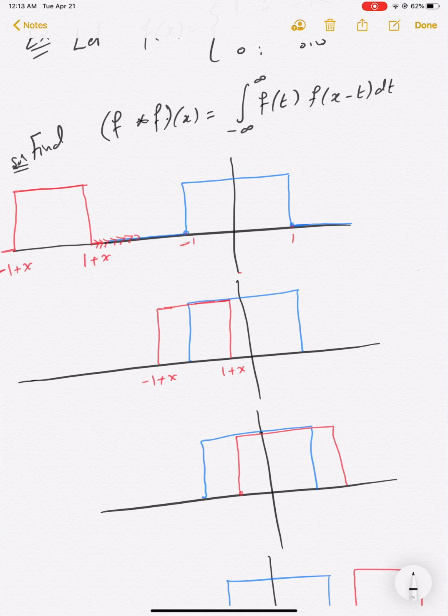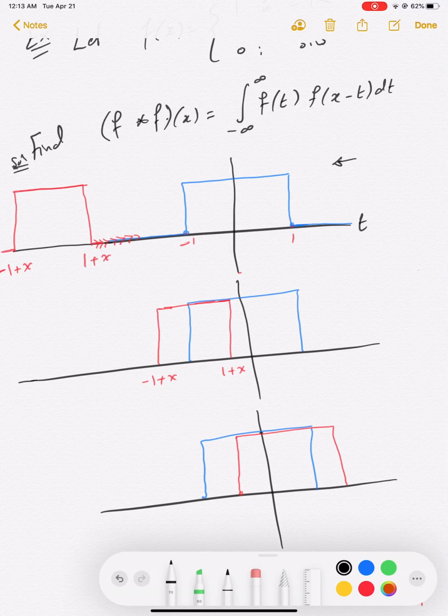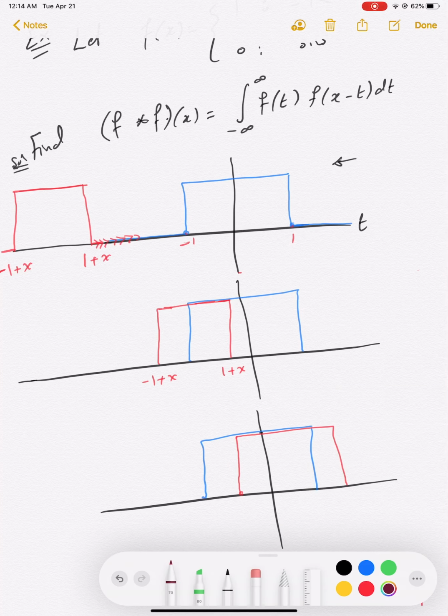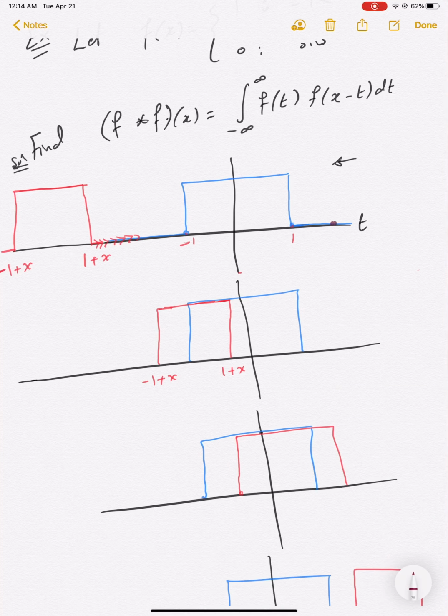Now, if you look at the first case, what do we mean by you multiply the two functions? The x-axis represents the t values, so you take every single t. So for example, if you take any value for t here to the right, and then you ask, what happens when you multiply the blue function with the red function? You get 0, because at those points to the right of 1, everything is 0.